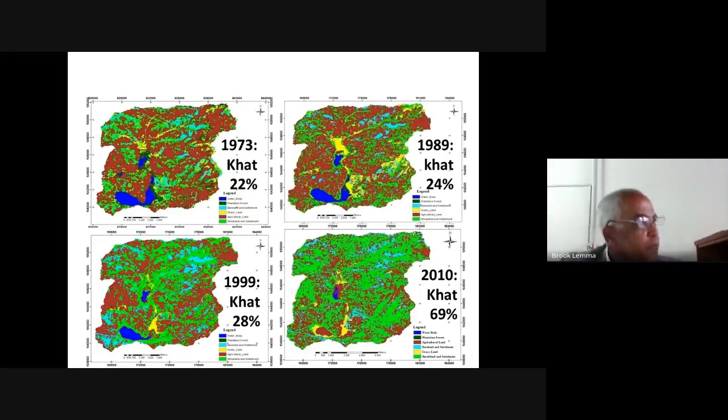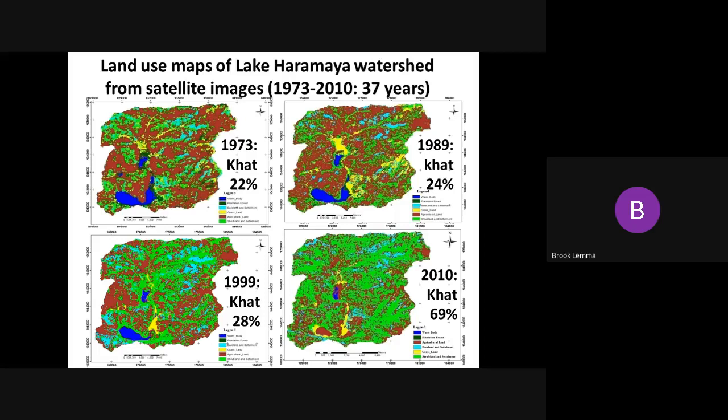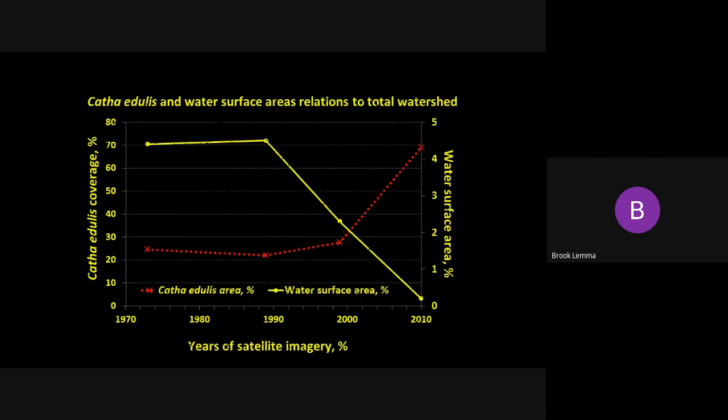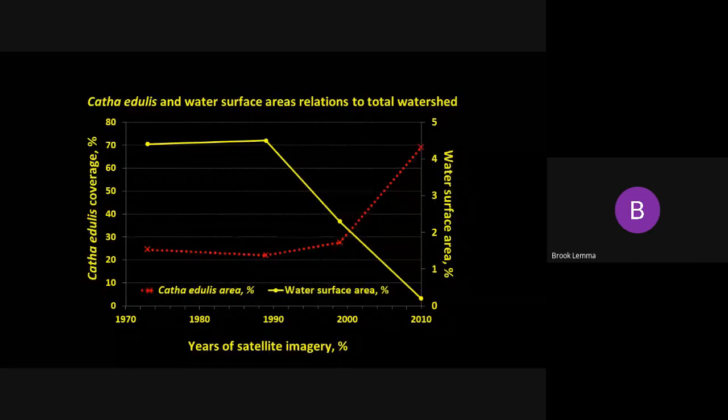The important thing why I mentioned this particular crop is that it is a very, very water thirsty plant that required irrigation through the year, and the farmers were pumping water out of the lake throughout the year, and then they were harvesting multiple harvests over the year and making a lot of money. And because of that, over a 37 year period, the relationship that you can see is that the red dots represent the expansion of Catha edulis, and the yellow part shows you the decline of the water surface.